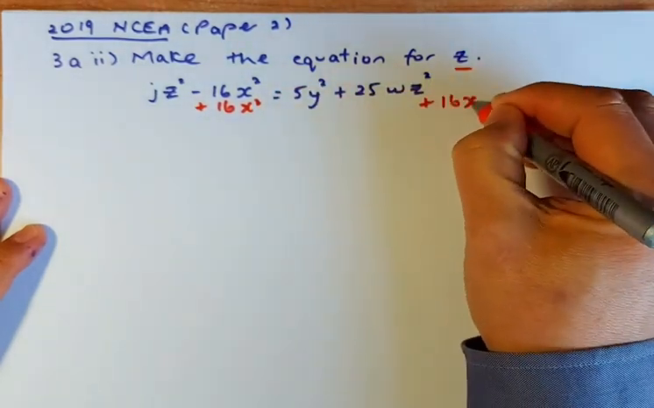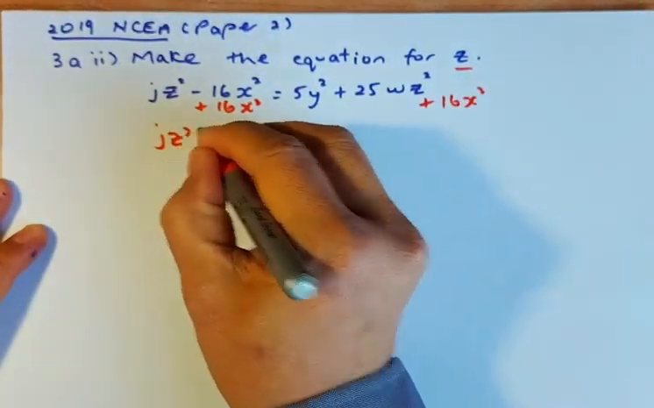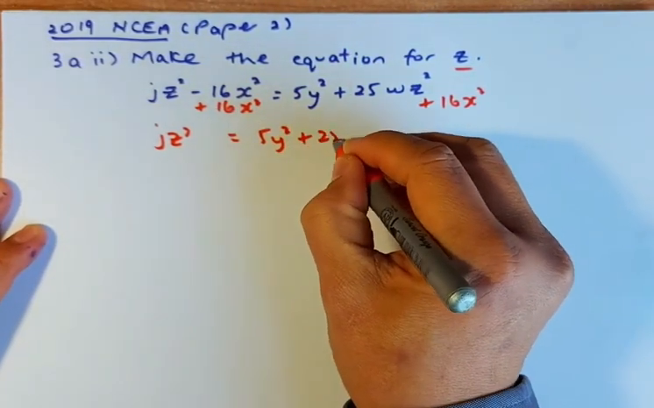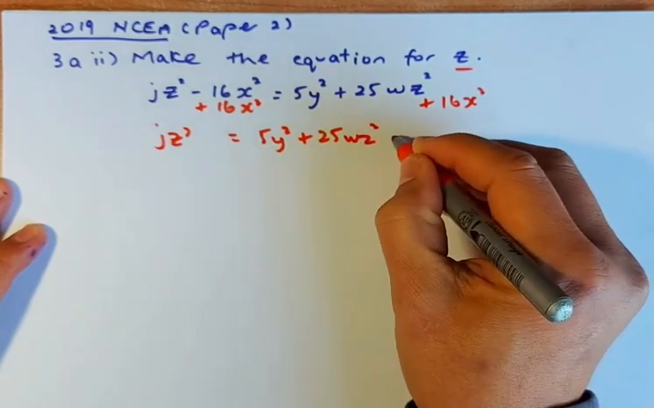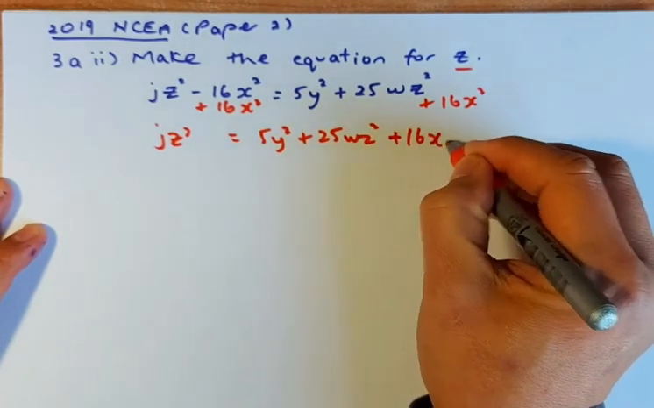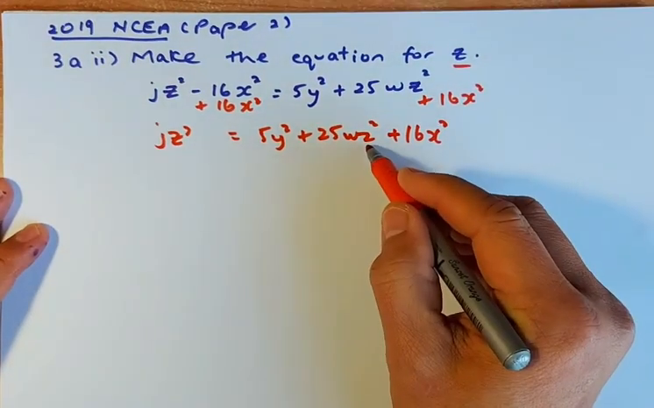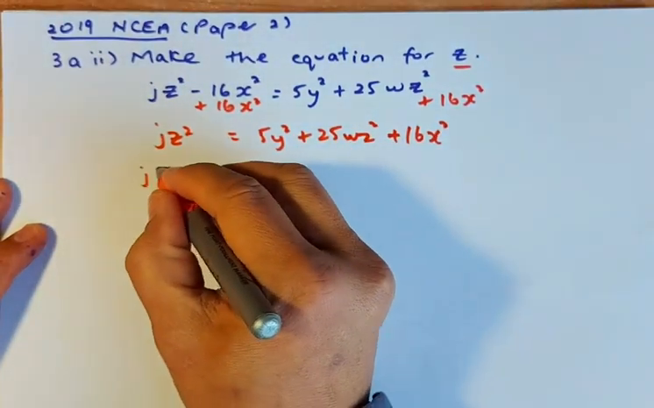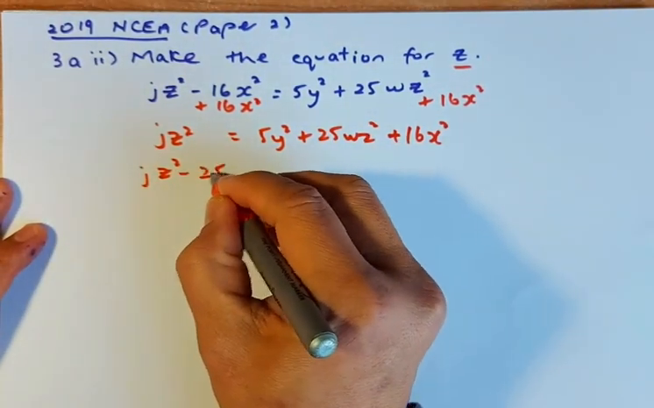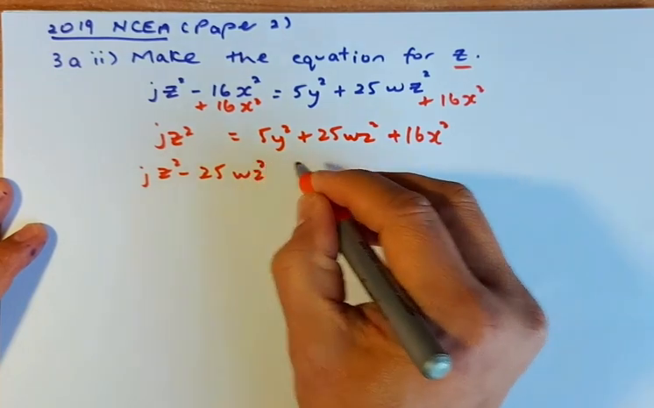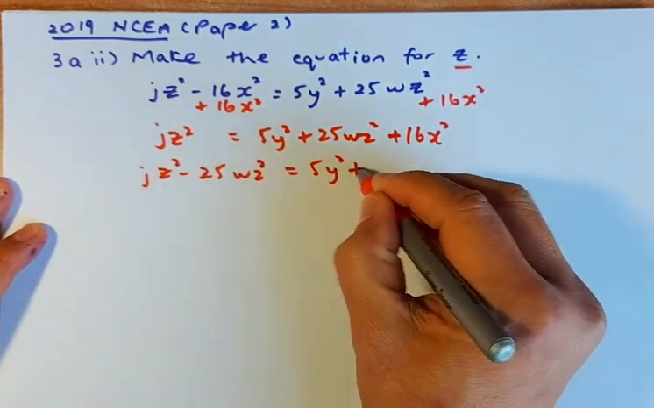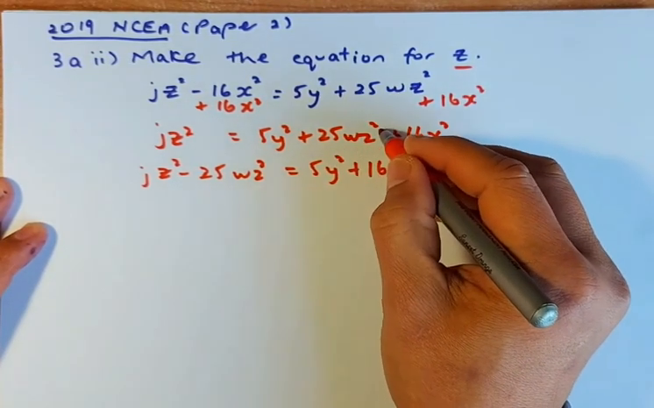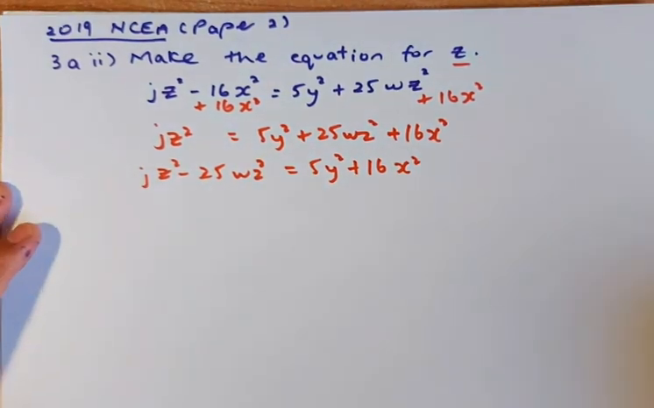Okay. So the new equation is going to be jz squared, this will cancel out, equals 5y squared plus 25wz squared plus 16x squared. The next step, because there's a z there, you have to bring this to the left. So the thing you're going to do, you're going to minus them. So jz squared minus 25wz squared equals 5y squared plus 16x squared. What we did is just you minus 25wz squared on both sides of the equation, and that's the new equation.